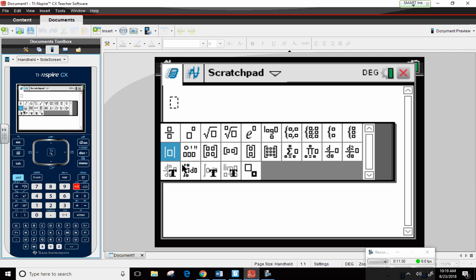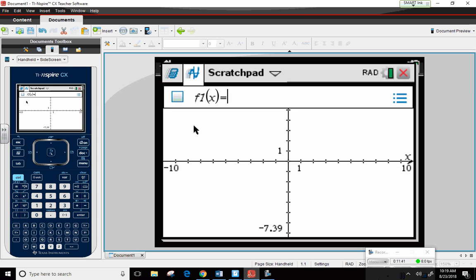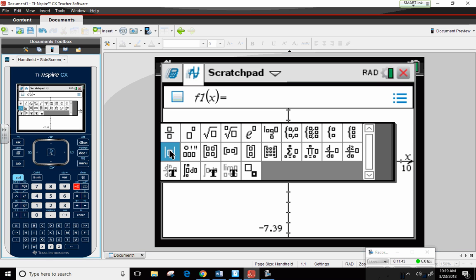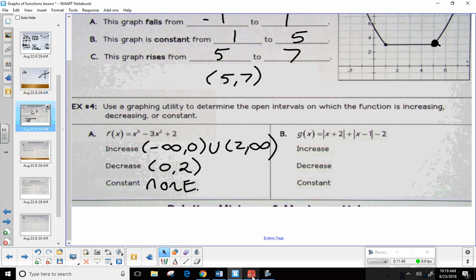Matrices, okay, and you have integrals, but you don't need to know about those right now. But right here, that's already highlighted, that's absolute value. Okay, so I'm going to go ahead and click it. Well, I might want to be on my graph. Okay, and what was the function?